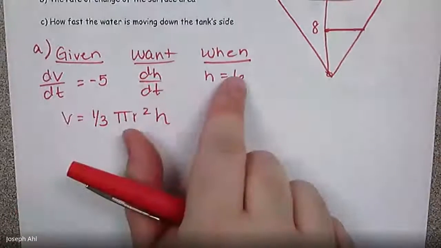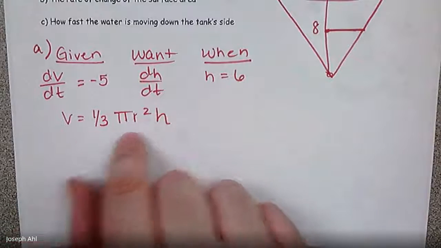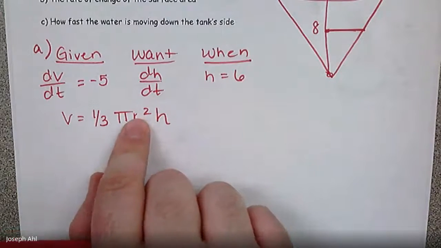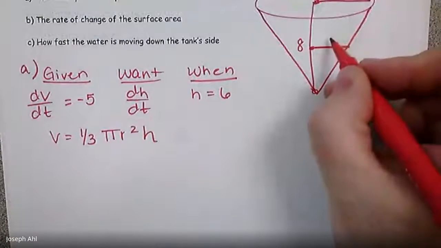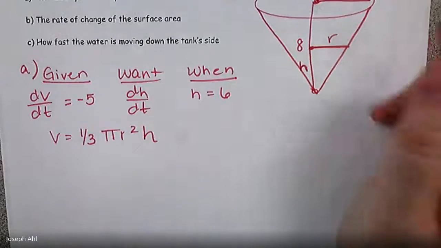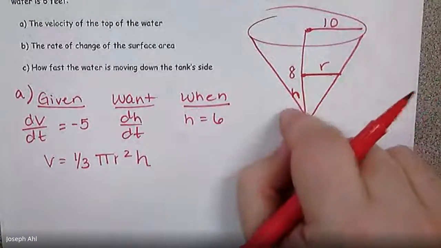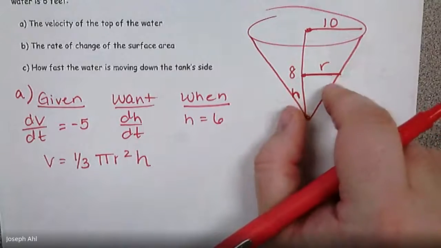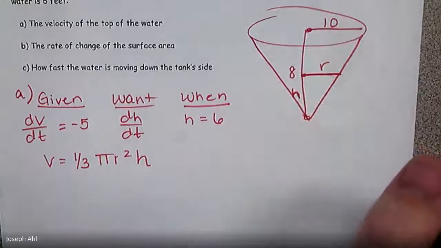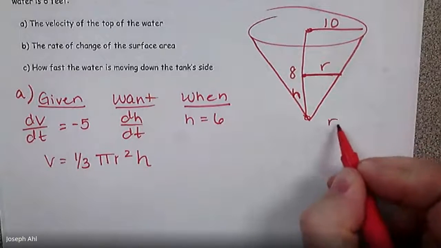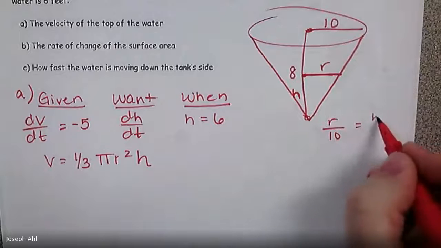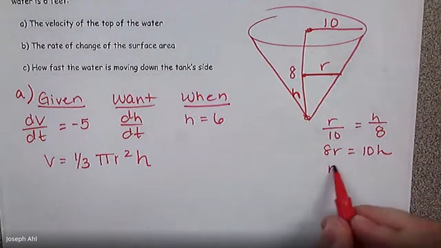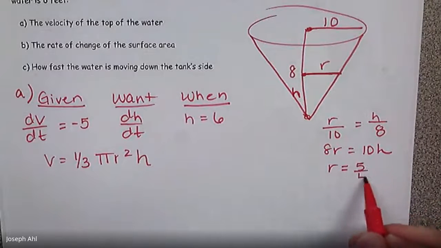But notice how I want dH/dt given this value of h, and we know that our volume is dependent not only on h, but also on r. So we've done this before in other similar cone type applications where we have to set up a proportion that, in general, gives the radius in terms of the height of this cone at any given time. Because of the similar triangles here, we can set up a proportion. So we can say that r is to 10 as the height here is to the total height of 8. So if 8r is equal to 10h, then r would equal 10/8 or 5/4 of h.